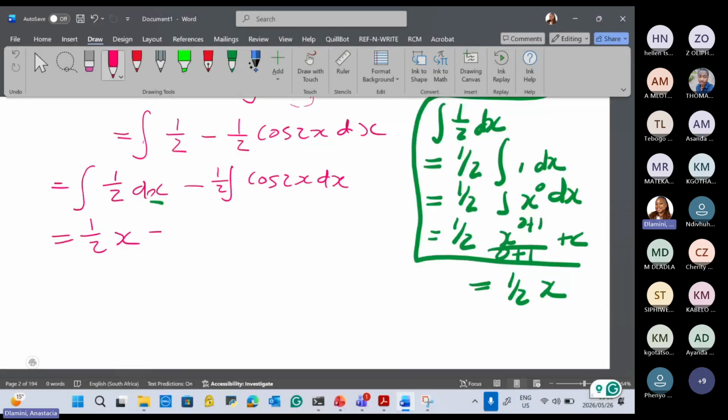Now let's integrate this one. How do I integrate this one? What is the answer there if I integrate it? What did you differentiate to get cos 2x? Sine 2x. Let's go here.